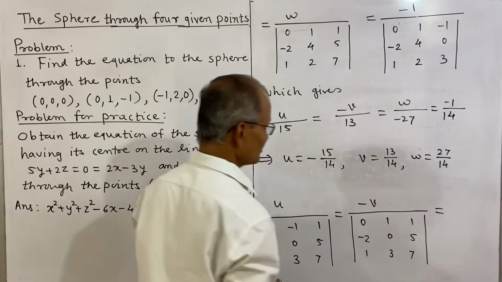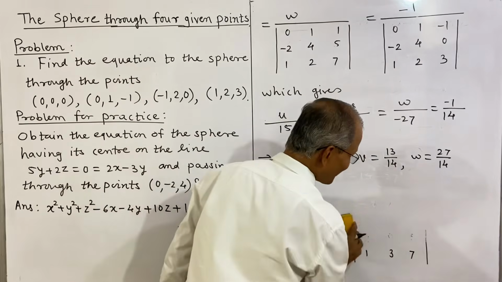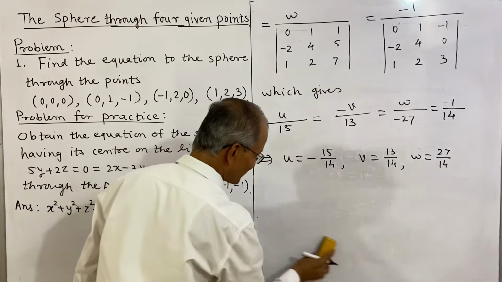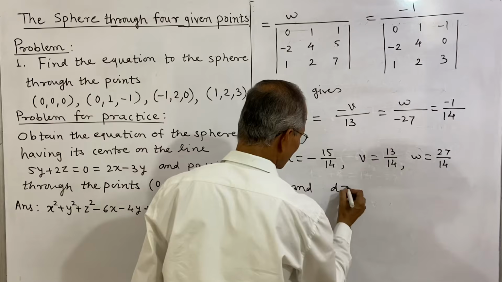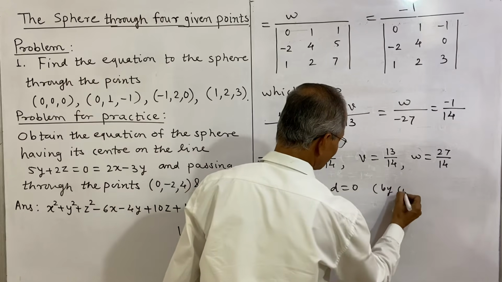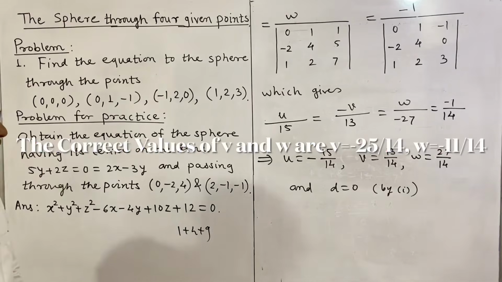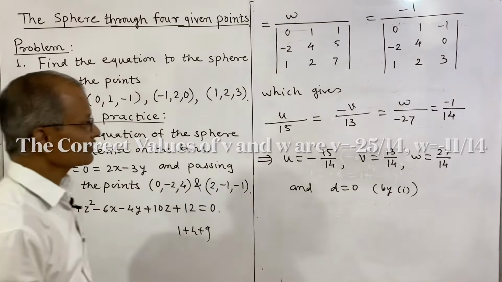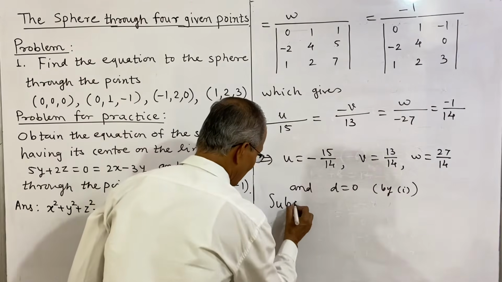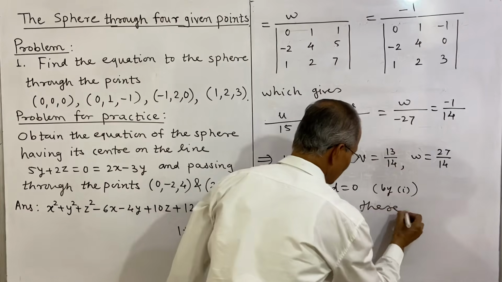So these are the values of u, v we have obtained. And what about d? d is already obtained from the first condition, and d is equal to 0 by equation 1. Thus we wanted to find the values of u, v, w and d, and we put these values in our equation 1. So substituting these values in 1.